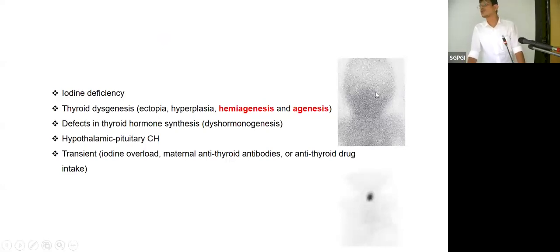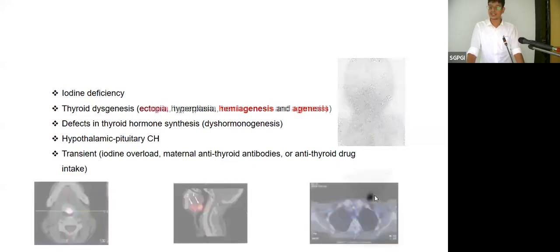So in the first case, you can clearly see that no thyroid is visualized. No salivary gland is visualized either. So there is agenesis, or maybe the sodium iodide symporter itself is deficient. If there is only one lobe, it is hemiagenesis.